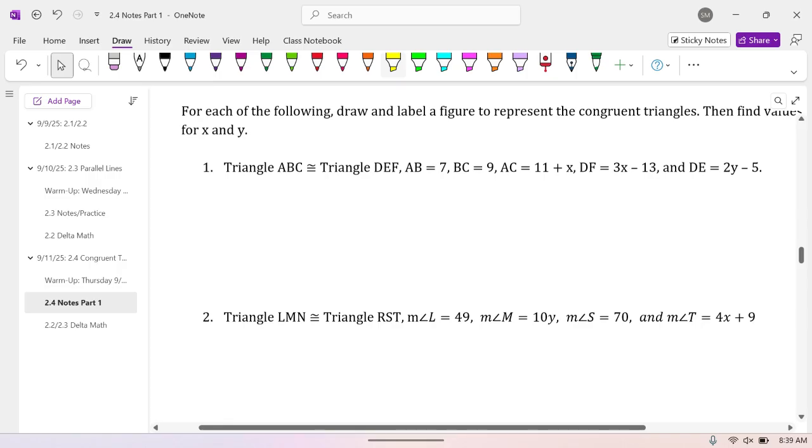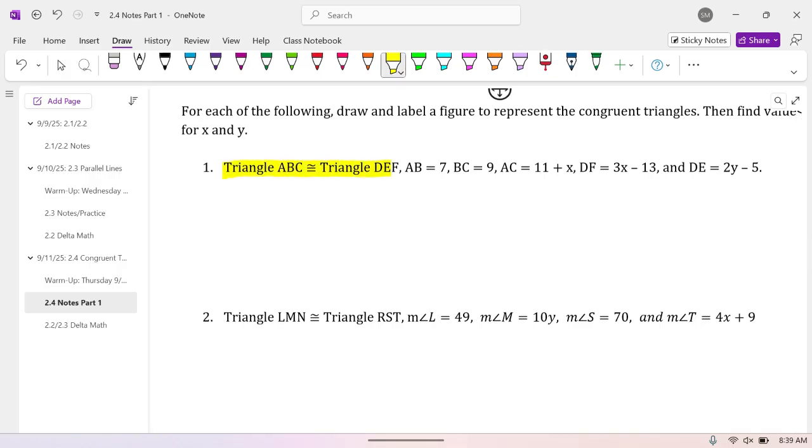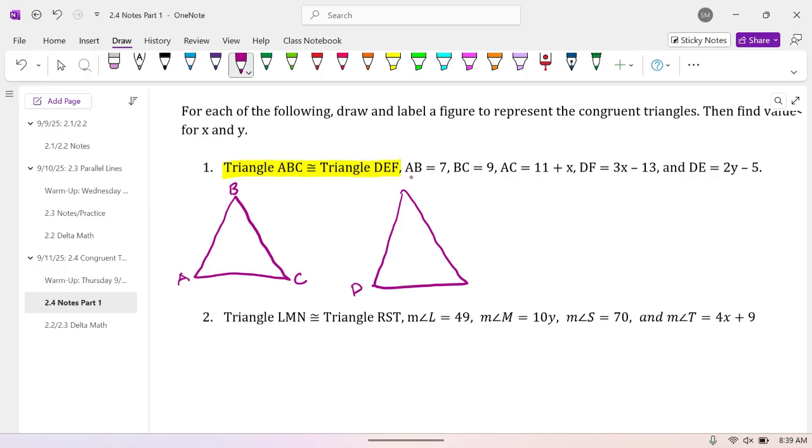So it's saying that triangle ABC is congruent to triangle DEF. So I'm just going to draw two triangles right here. A, B, C. And D, E, F. All right. And for easy sake, I'm going to draw them where the corresponding sides are already facing the same orientation, just so I don't have to do too much thinking with it. All right.